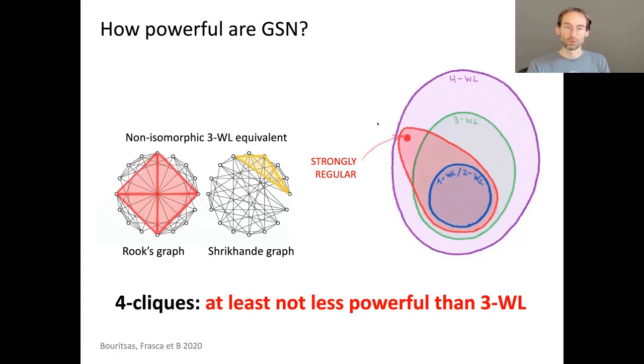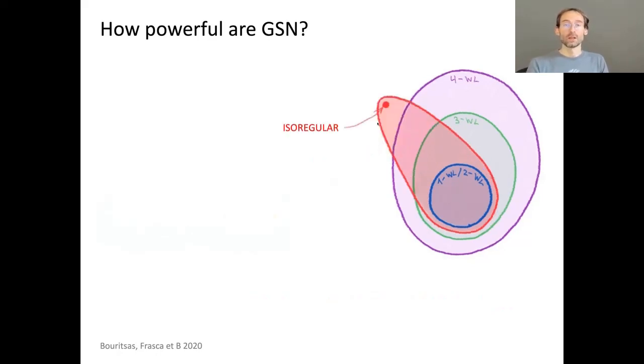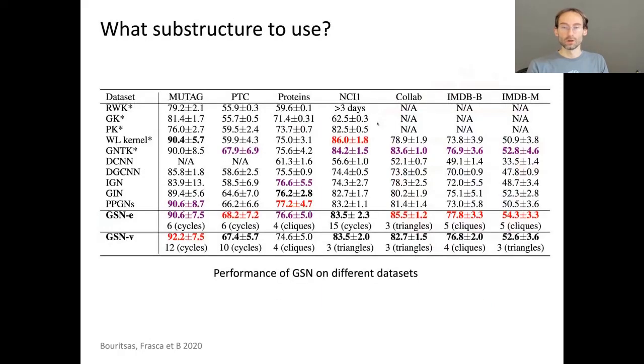But if we count these structures, we can disambiguate them using our GSN architecture. And this can be extended to higher order graphs as well. Now, if we look at standard data sets, applications of graph neural networks, we know that in some domains certain structures are more prominent and more informative. For example, in social networks, cliques tend to be a prominent structure that is important. In chemical data sets, for example, these are cycles.